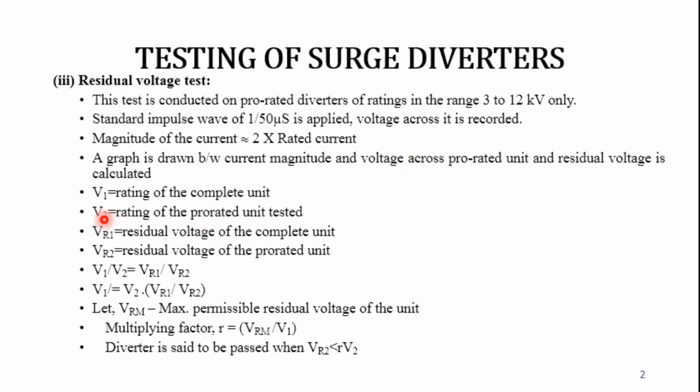These are some of the nomenclature which we are going to use. V1 is the rating of the complete unit. V2 is the rating of the prorated unit test. VR1 is the residual voltage of the complete unit. VR2 is the residual voltage of the prorated unit. It is assumed that V1 by V2 is equal to VR1 by VR2. We consider that VRM is the maximum permissible residual voltage of the unit. Then the multiplying factor R is defined as the multiplying factor of the rating for the residual voltage, which mainly depends upon the value of V1, and the diverter is said to have passed when VR2 is less than R into V2.